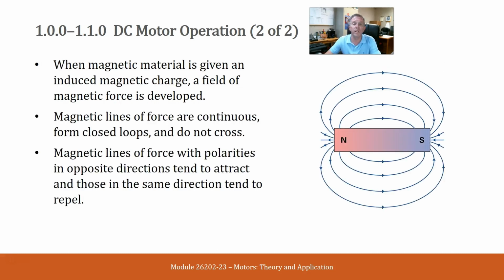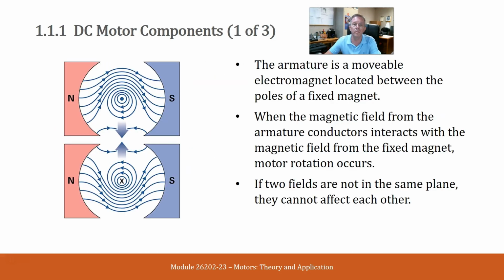When magnetic material is given an induced magnetic charge, a field of magnetic force is developed. Magnetic lines of force are continuous and they form closed loops and they do not cross. Magnetic lines of force with polarities in opposite directions tend to attract, and those in the same direction tend to repel. The armature is a movable electromagnet located between the poles of a fixed magnet. When the magnetic field from the armature conductors interacts with the magnetic field from the fixed magnet, motor rotation occurs.